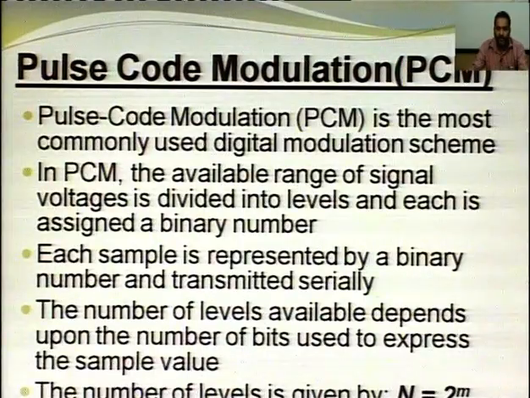So, if m bits are used, suppose if 2 bits are used, then the number of levels is 2 raised to power 2, that is 4, that is capital N. So, number of levels is equal to 2 raised to power number of bits used. If 3 bits are used, then the possible available levels are 8. If 4 bits are used, available levels are 16. Because 2 is the base or radix of the binary number, that is why 2 raised to power number of bits gives the number of levels.